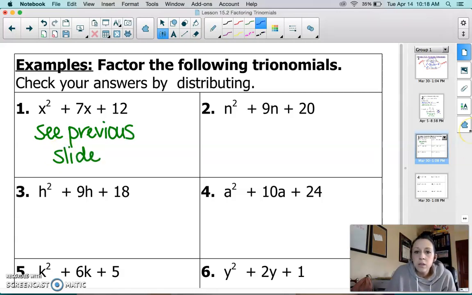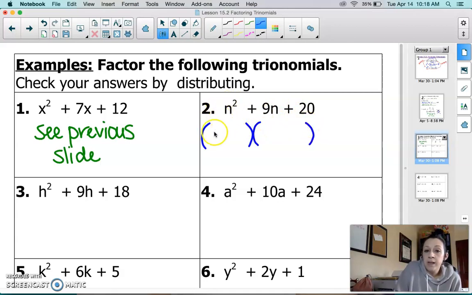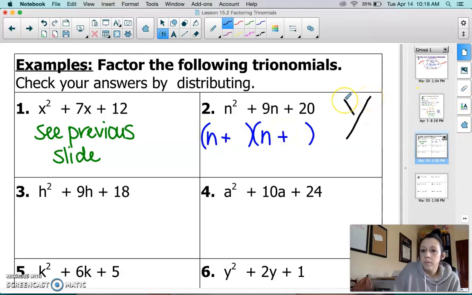Okay, so let's go to this next one with 20, 9, or n squared plus 9n plus 20. Here's what I can do without a whole lot of work. I could start with, I need n squared, so I would have n times n. And then I'm going to do my little X puzzle to figure out what the numbers are going to be. Remember, it's a pattern, and it's always like this. Are you listening? It's always like this. Always multiply to the third number, which in this case is 20, the C value. Always have it add up to the middle term, which is 9.